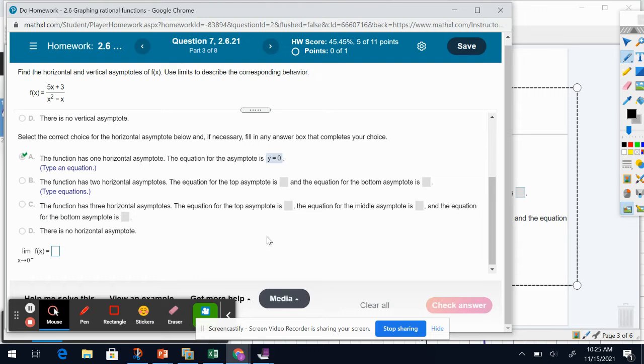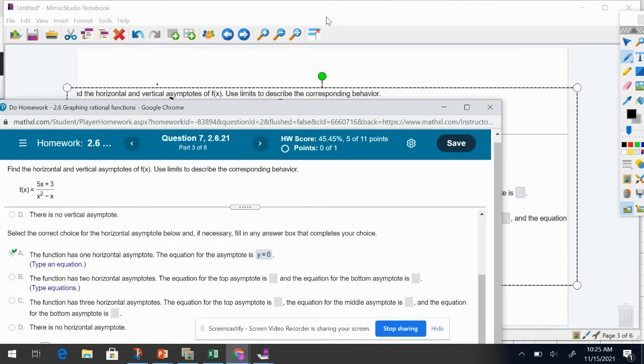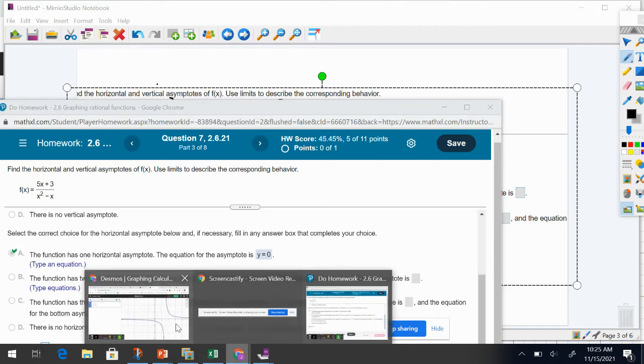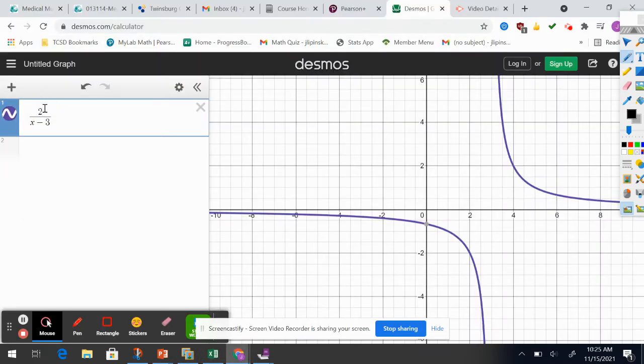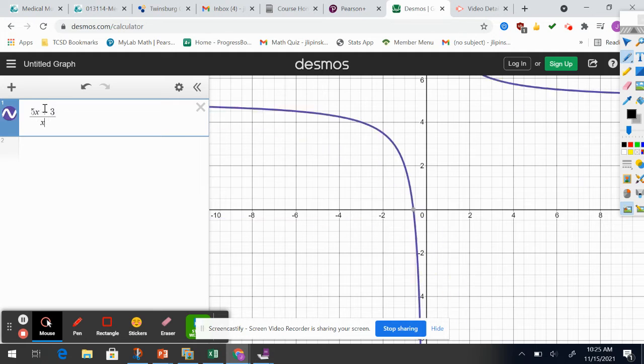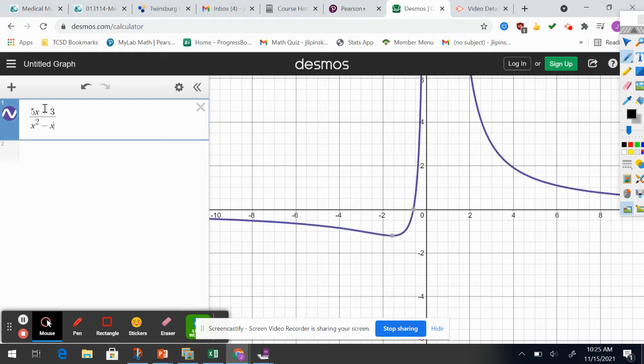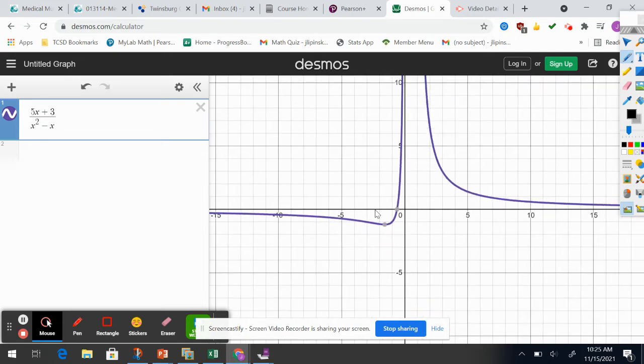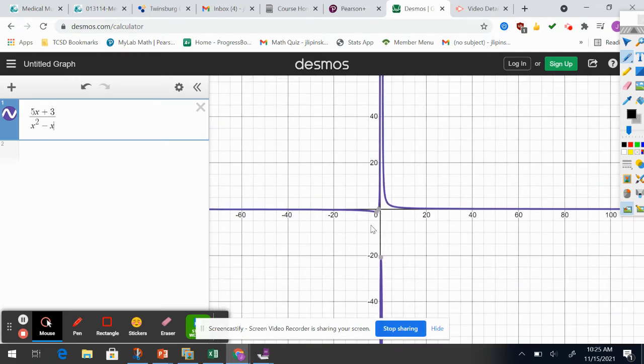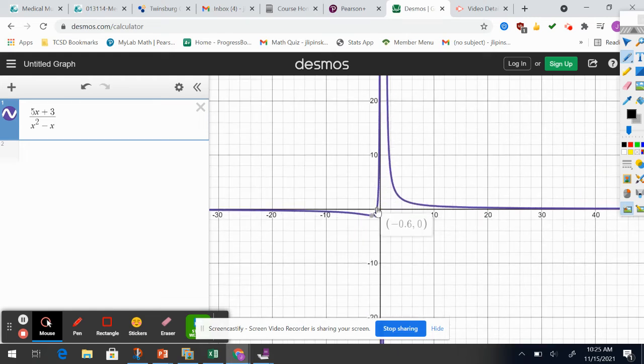Now it says, this is important here, the limit as x approaches 0 to the left. I need to graph this. 5x plus 3. So I'm going to graph this. And on the bottom, it was x squared minus x. Look, first of all, notice all these different parts of the graph that you can't see if you just leave it at the home function.